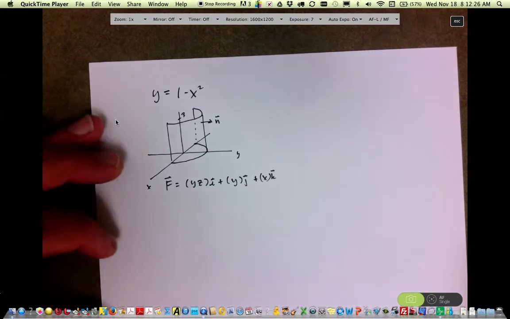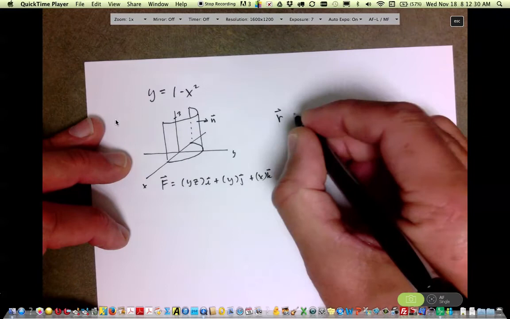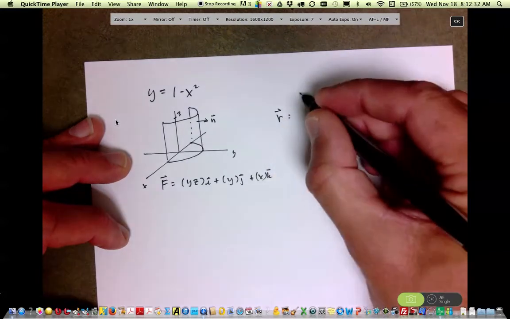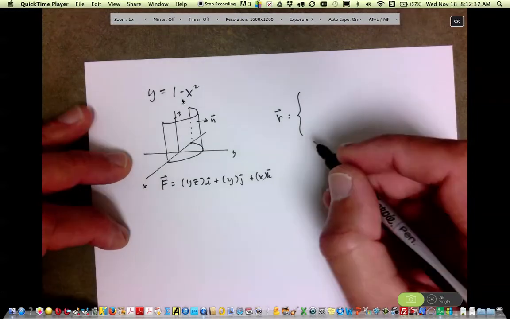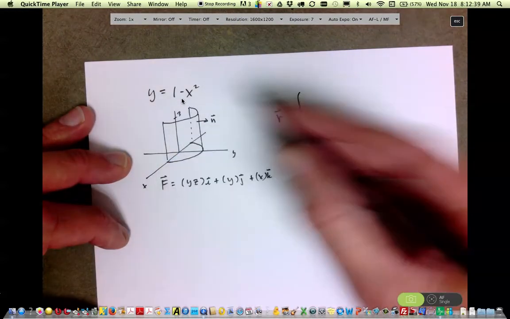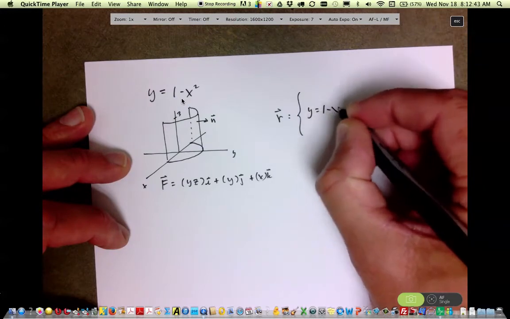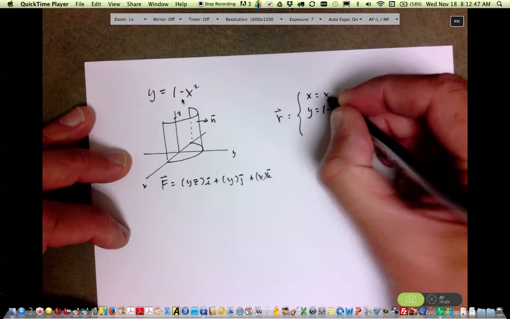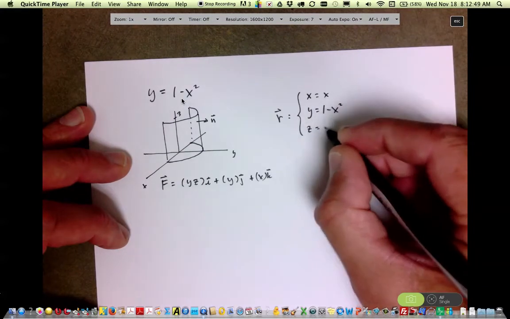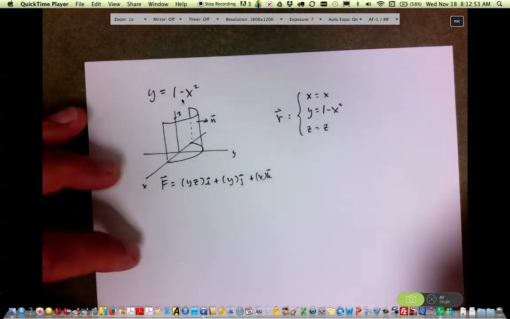We're not going to do anything that much different here. We're going to parameterize the surface, and the parameterization is going to be a little different in this case. We've got y defined in terms of x, so let y equal 1 minus x squared. Then x is x, and z is z. So we're parameterizing the surface in terms of x and z.